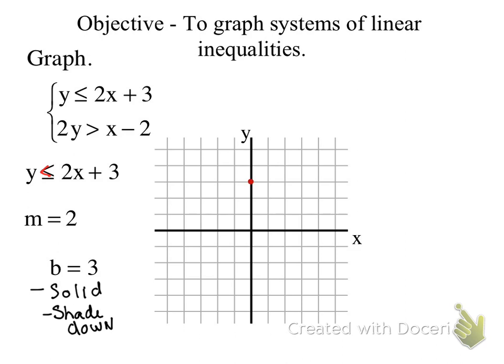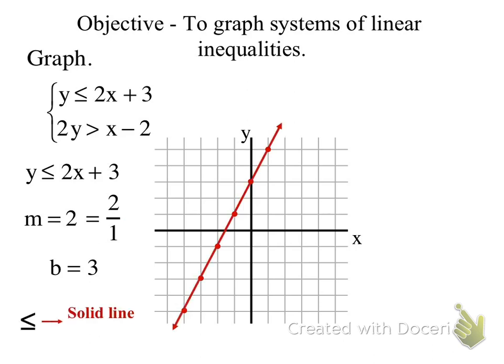So I'm starting at the b, which is 3, and then I'm going to go up 2, right 1. Or go negative 2, negative 1. We can do negative 2, negative 1. And we said it's going to be solid, so we'll draw the line. And then we said we were going to shade down.